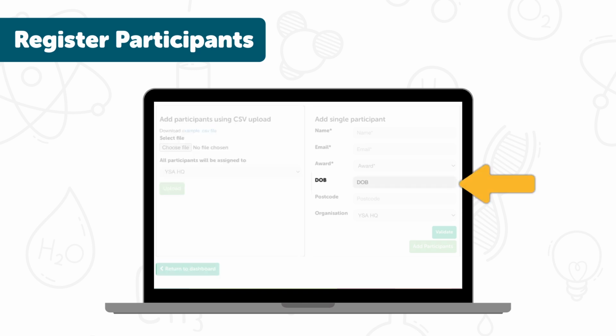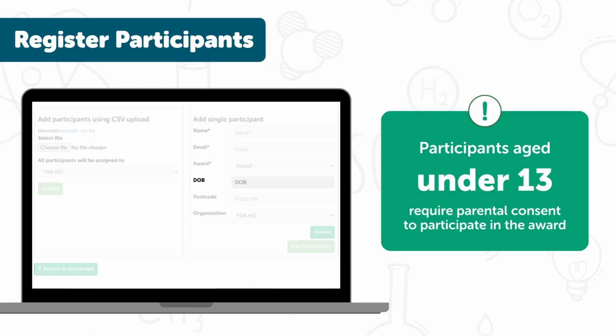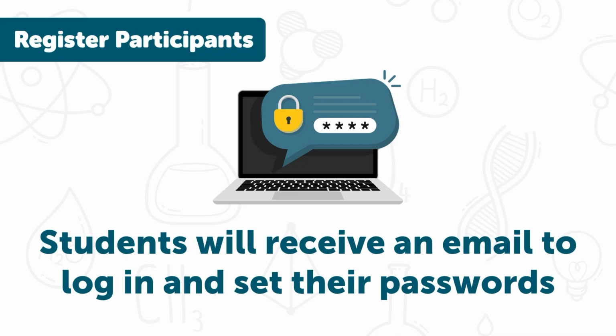If you don't add a date of birth for your participants, you'll be prompted to confirm that they are over 13. If they're under 13, you'll need to confirm that you've got parental consent to add their details to the ePortfolio. Once you've added the details of your participants, they'll automatically receive an email from the Youth STEM Award with instructions on how to sign into the ePortfolio. Only once they've done this will they be able to start their award journey by logging their first activity.